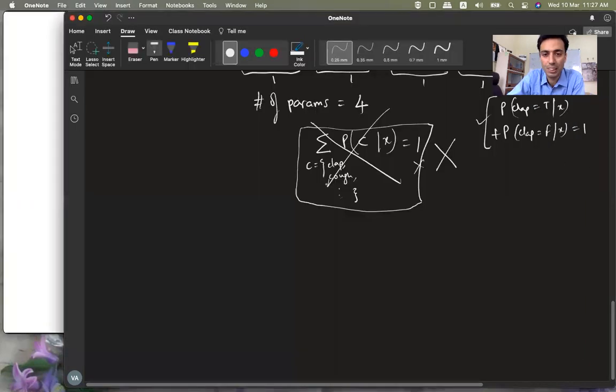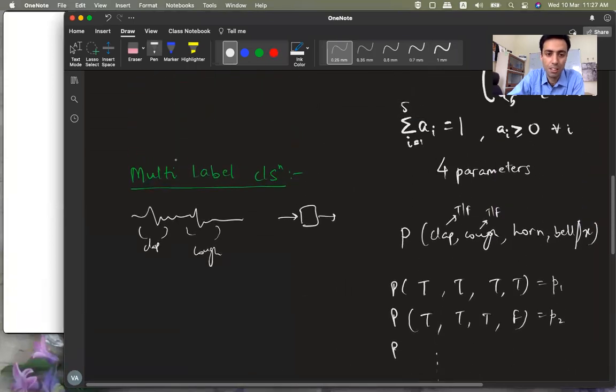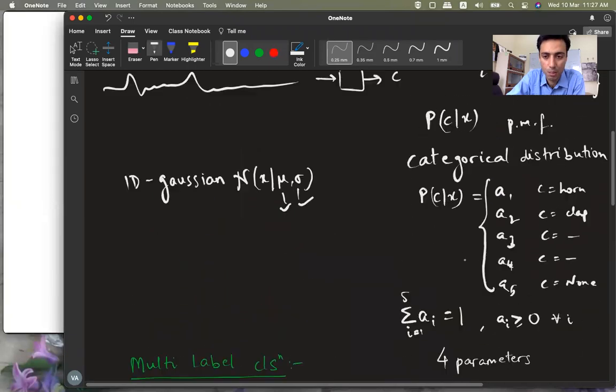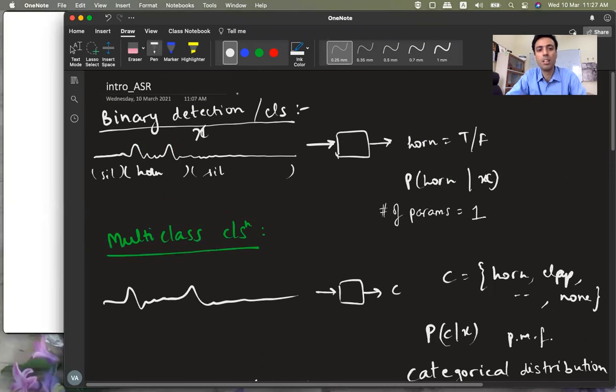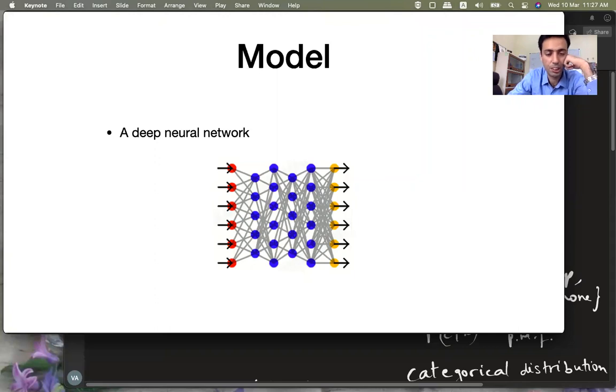So ultimately, I want to estimate these quantities, probability of either, depending on what problem is at hand, whether it is this problem or this problem or this problem. I just need to estimate these parameters of the distribution. So I can use a deep neural network or whatever, right? Gaussian mixture model, etc.